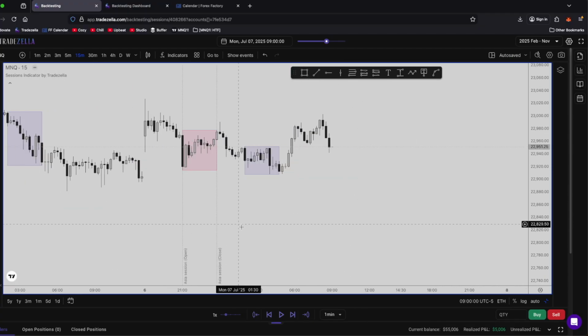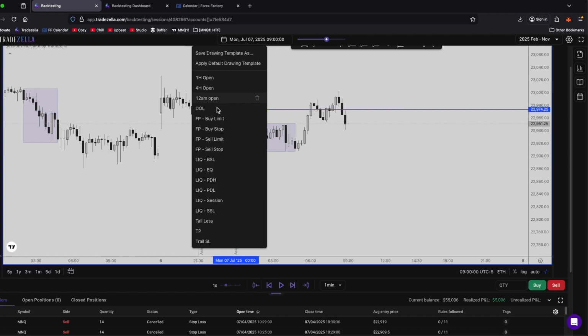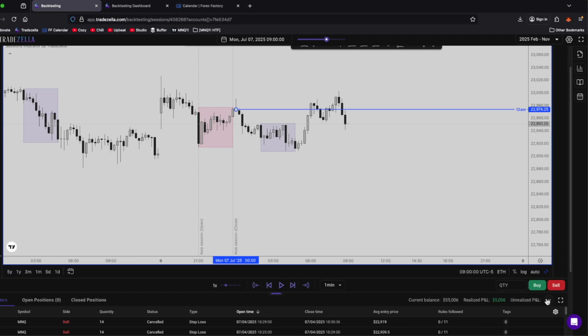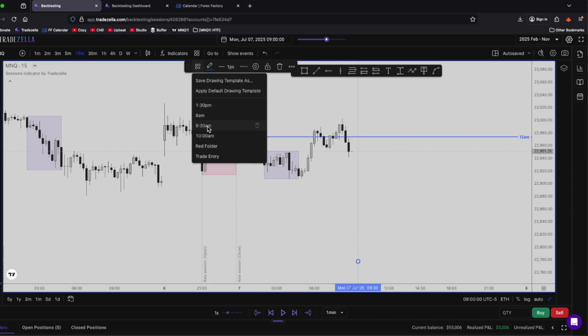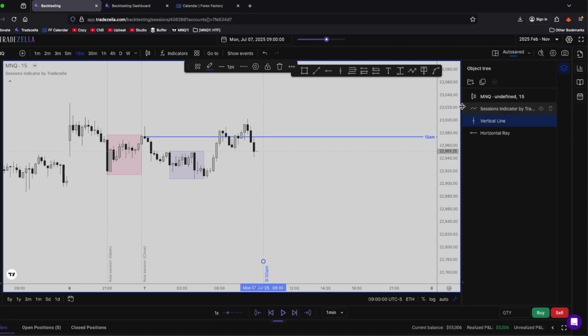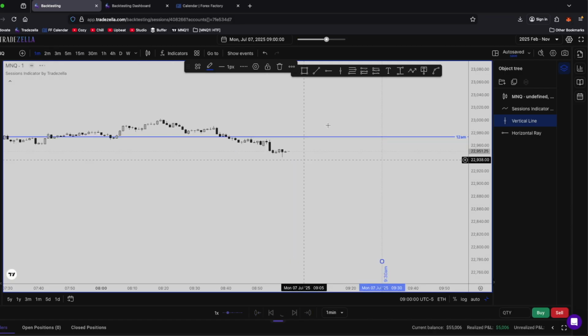Let's see here. So here's the 15-minute chart. We're going to put the midnight open price on, and we don't have any red folders today, but we want to mark the 9:30. I like to do that. All right, cool. We're all set up and ready to go. Zooming into the 1 minute here.